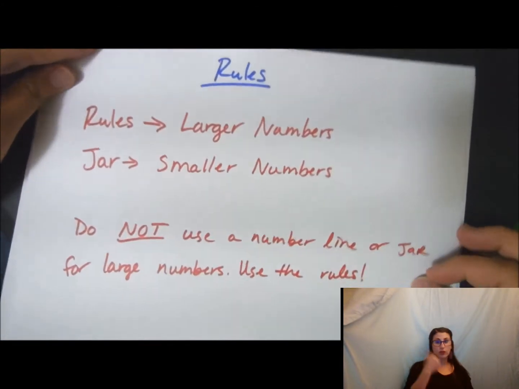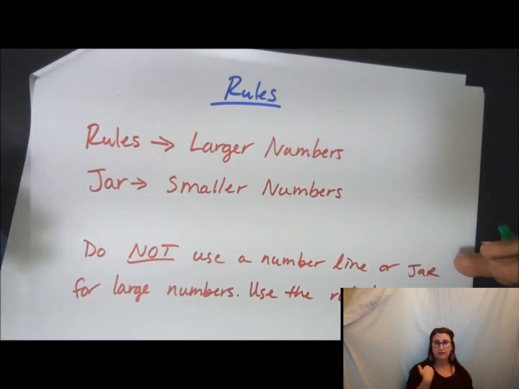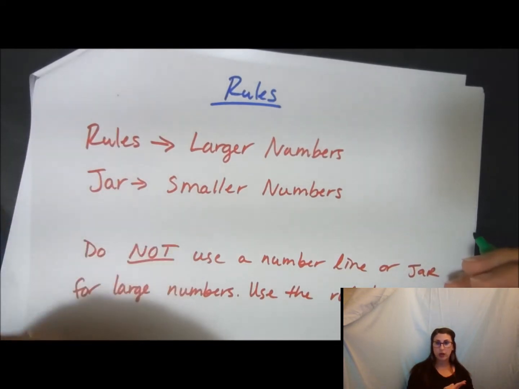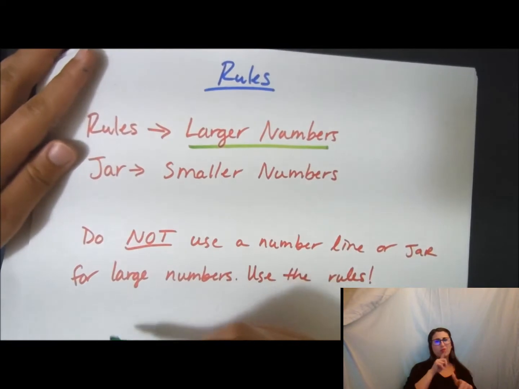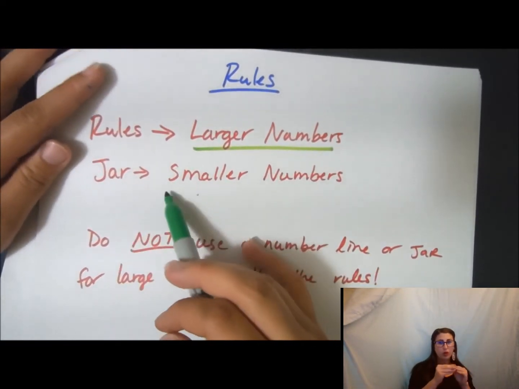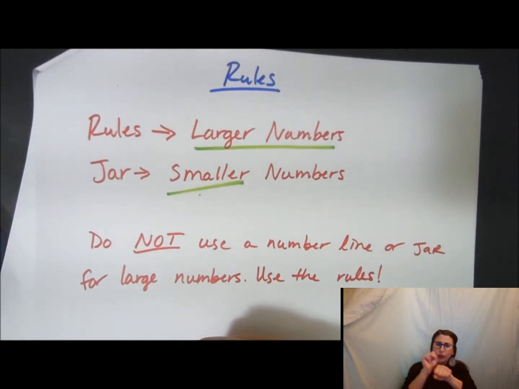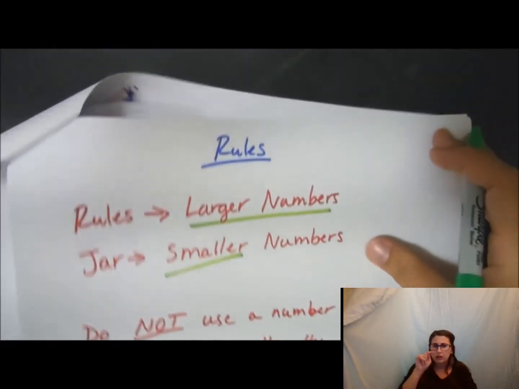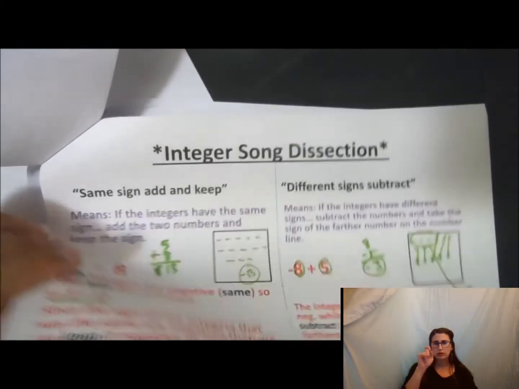So keep in mind that the rules that you are using, use them for all of the integer problems, but mainly the larger numbers. If you're trying to use a jar, the jar is meant for smaller numbers, so feel free to use a jar to check your work for smaller integers, like the ones that we just saw right here. These are smaller integers, all right?